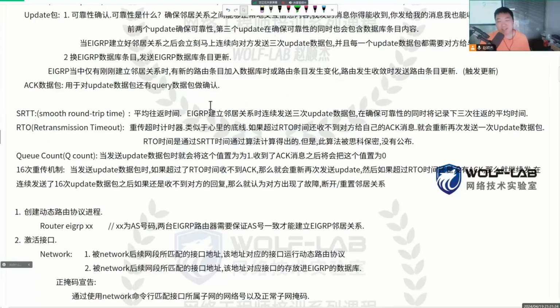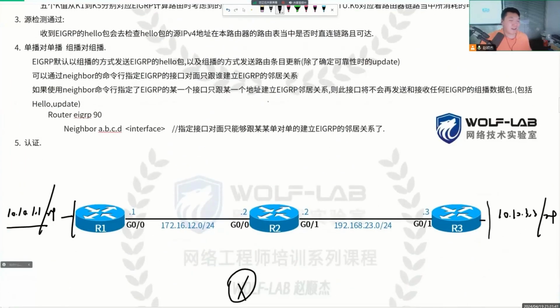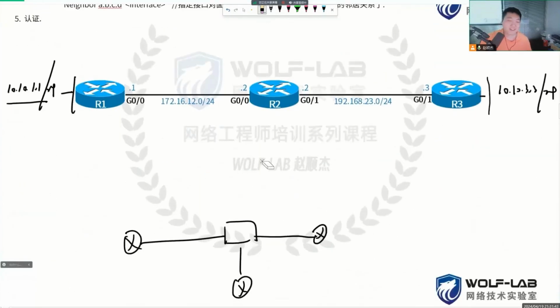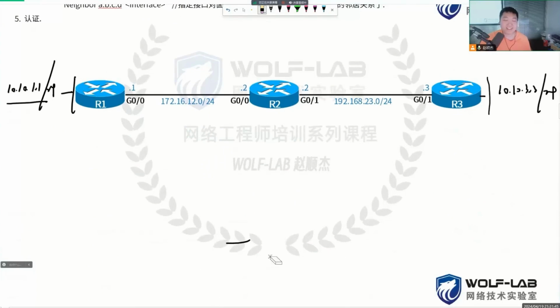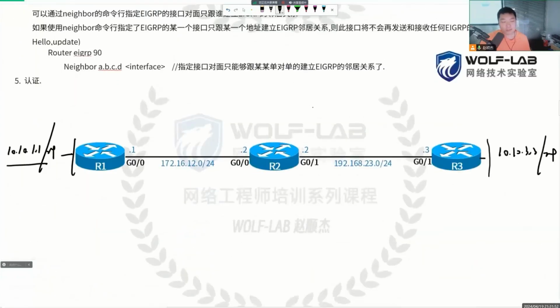EIGRP has been made public. It has indeed been made public, but it has not been fully public. I will explain this to you. It has been made public, but some key technologies have not been fully disclosed. So do you see any Huawei devices using EIGRP? No, it has been made public, but it has not been fully disclosed.